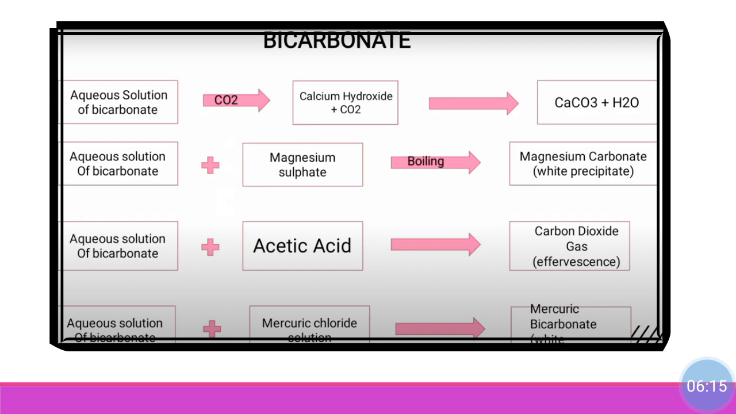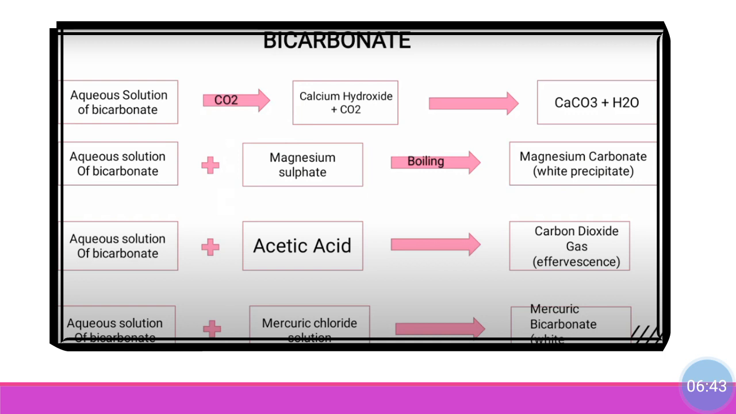So for the first one, we have to take an aqueous solution for each test. The first one is with CO2. Then there will be a formation of calcium hydroxide plus CO2, which gives CaCO3, that is calcium carbonate, and water. Then the second one, when it reacts with magnesium sulfate, when we boil it, there will be a formation of magnesium carbonate white precipitate.